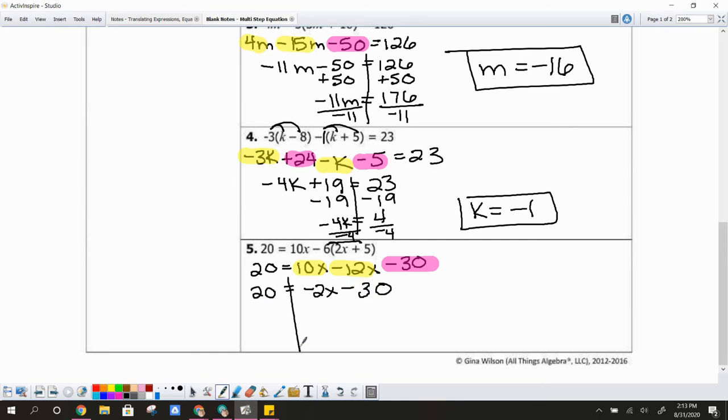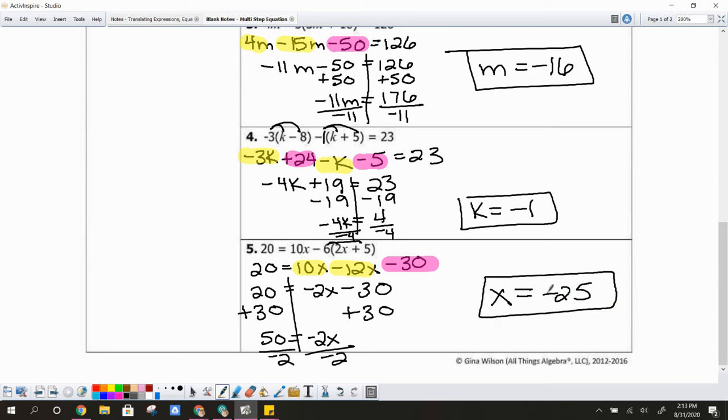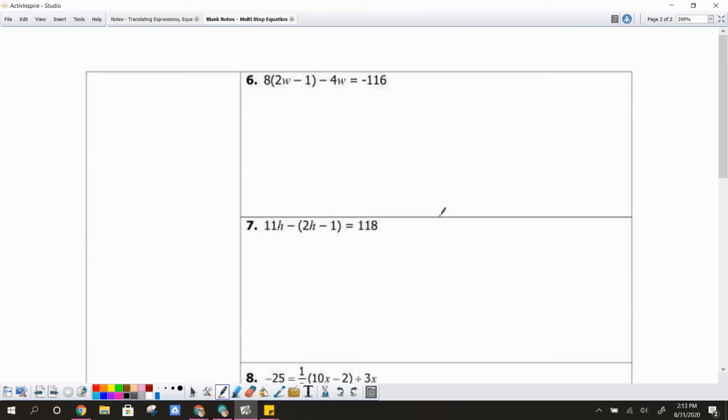All right, get rid of the minus 30 by doing the opposite. So I have 50 equals negative 2x. Get rid of the multiplication by dividing, and you get x equals negative 25. All right, so what we're going to do now is try a couple more. Same thing, you're going to pause it, try it, and then come back and check it. So pause the video, try number 6.